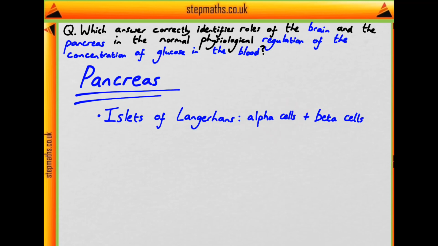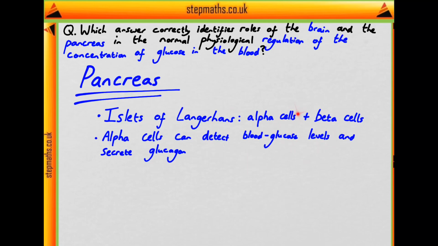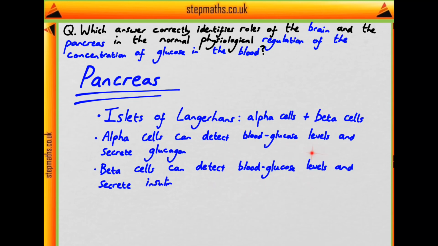Alpha cells can detect blood glucose levels and then secrete glucagon to result in the blood glucose levels rising. So glucagon is released if blood glucose levels are detected as being too low. Next, we have beta cells. Beta cells can also detect blood glucose levels and secrete insulin. Now, insulin is a peptide hormone released when the blood glucose levels are too high, and so causes the blood glucose levels to fall back to normal levels.